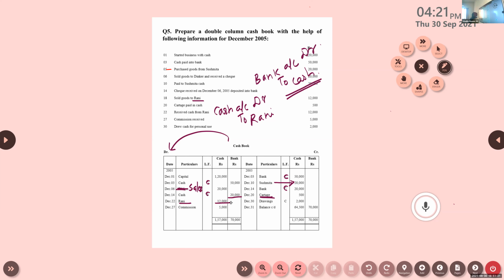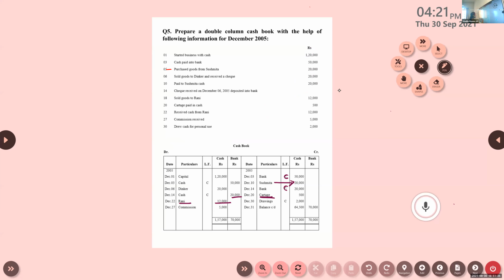Commission received. So commission is received. That means some cash is received in the form of commission. So cash account debit to commission. The cash account is debited. Come to the debit side and write to commission 5,000.